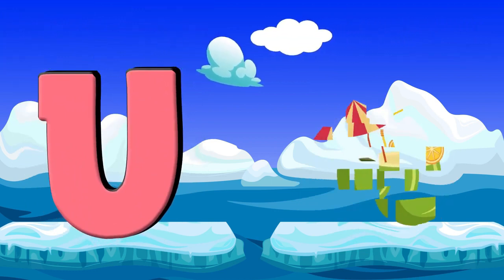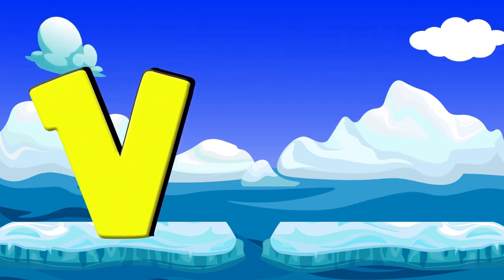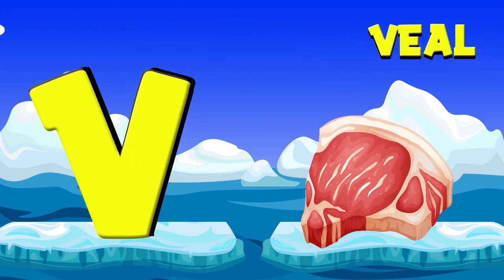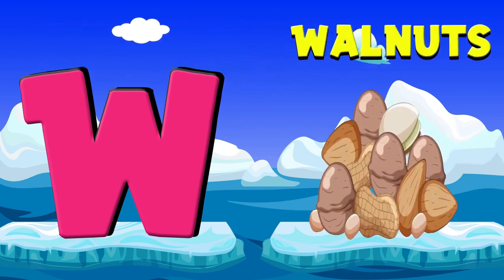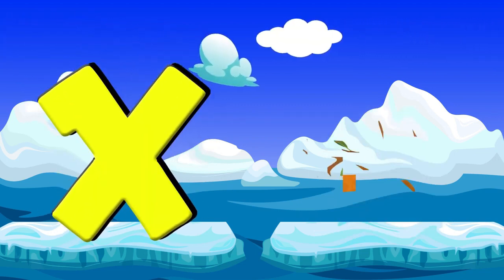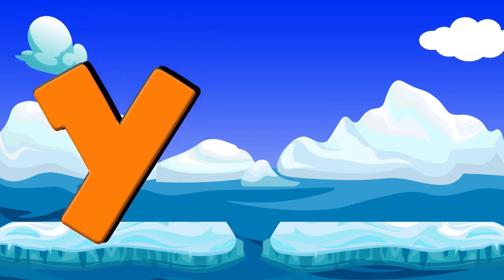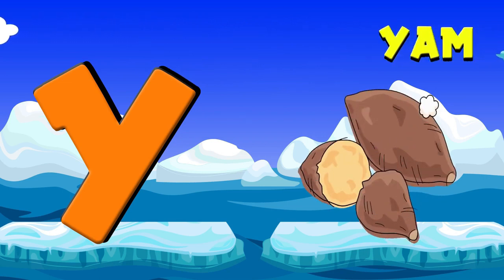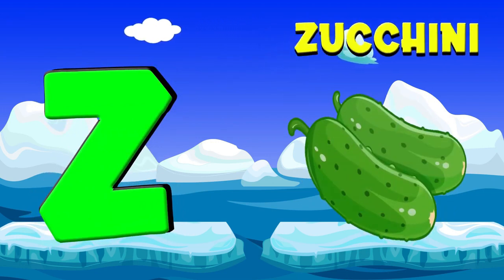U is for umbrella fruit. V is for whale. W is for walnut. X is for zinnia. Y is for yam. Z is for zucchini.